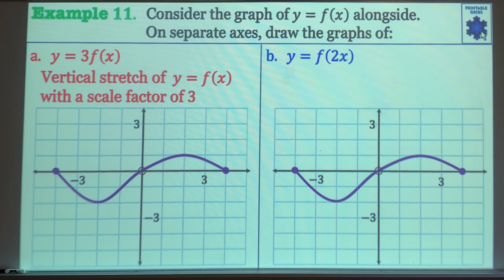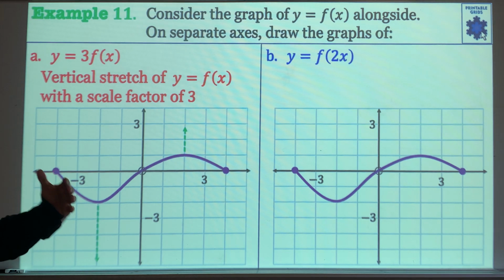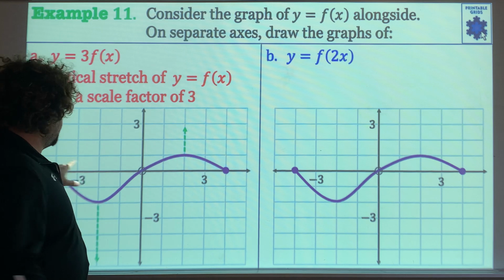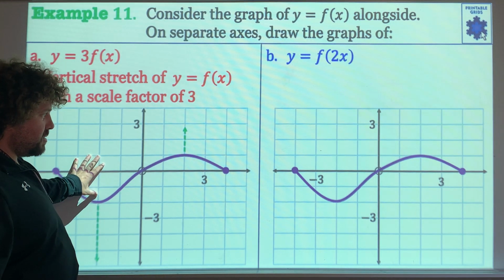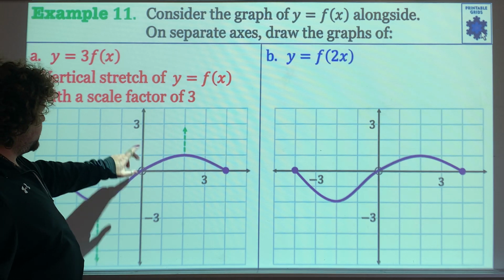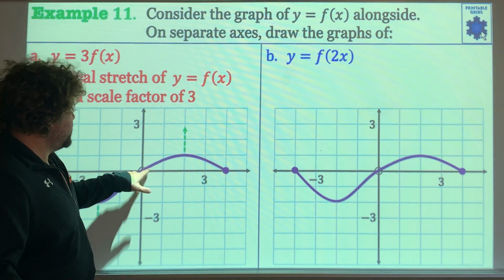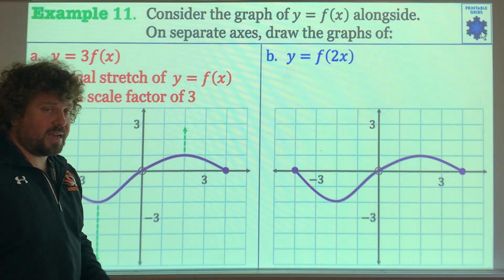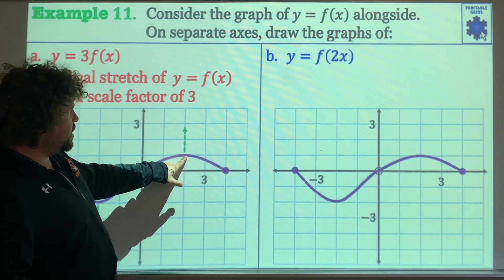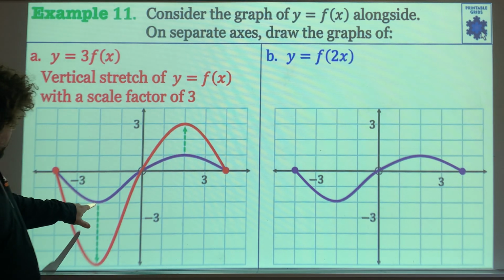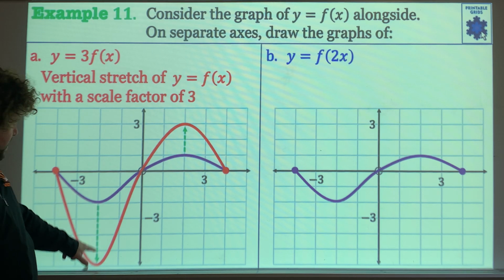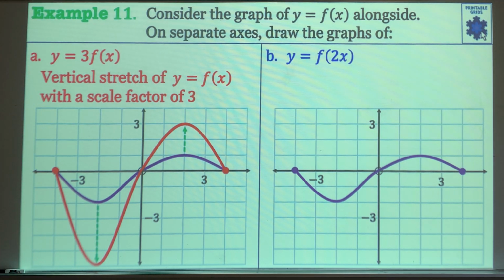Well, let's see. It's a vertical stretch, y equals f of x, with a scale factor of 3. Vertical means up and down. So this stays here. We're not going to stretch it horizontally at all, so it's not going to smush or anything. Watch what happens. I multiply everything by 3. 0 times 3 is 0. 0, 0. So these stay. Anything on the x-axis stays on the x-axis. However, since this is 1, 1 times 3 is 3. Negative 2 times 3 is negative 6. So this is your stretch. That's pretty terrible, right?